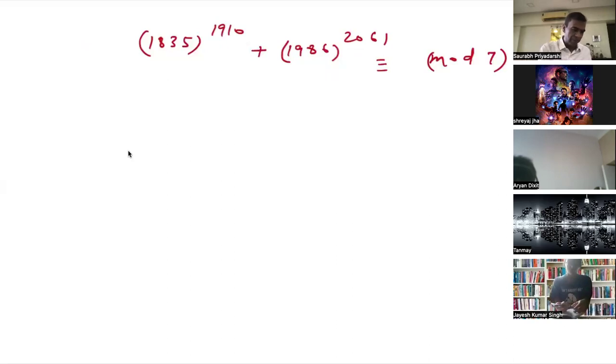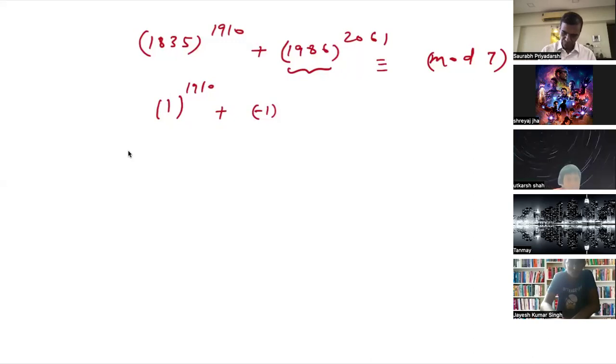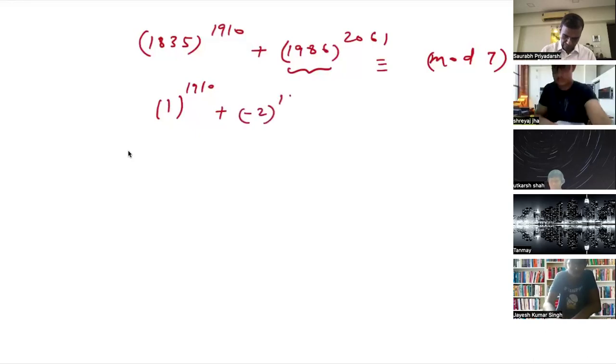1835, when you are dividing by 7, what remainder you are getting? 1. Wow. So 1 to the power anything will be 1 only. 1986 divided by 7, सर 5 आएगा रिमेनिंग. -1 or 5? -2. -2, right? You're getting -2 to the power 2061. So minus is coming out to this, right?